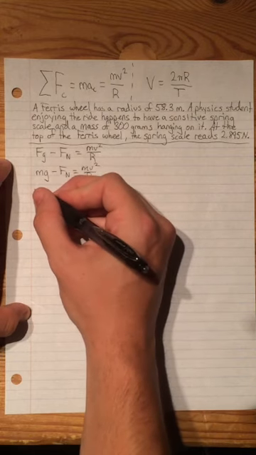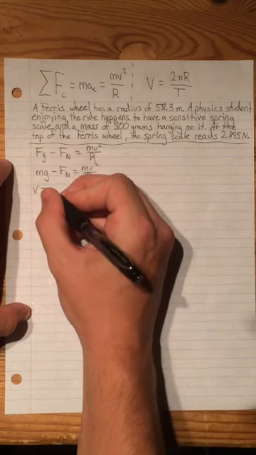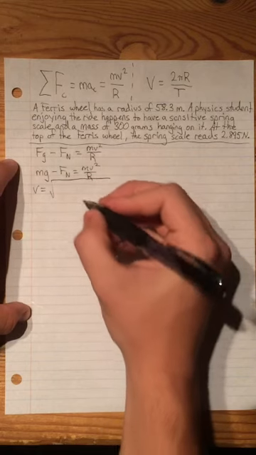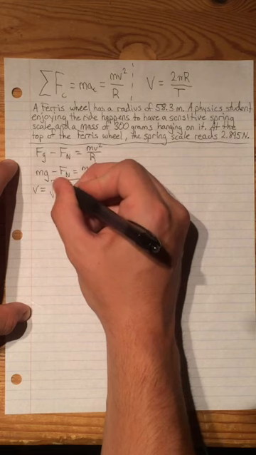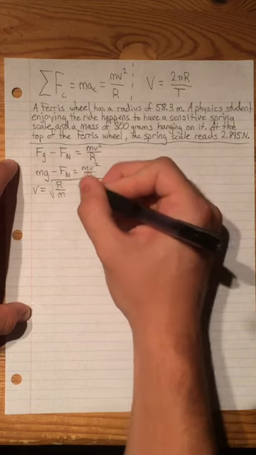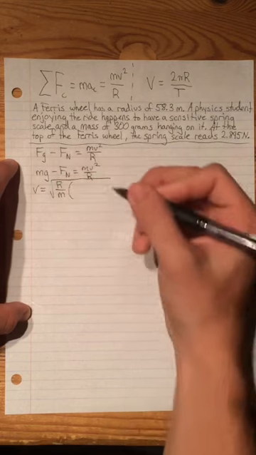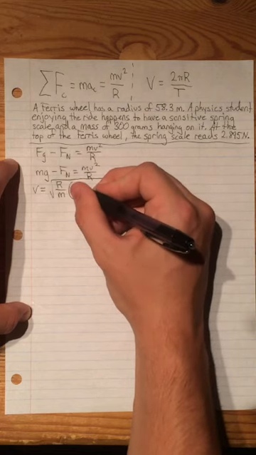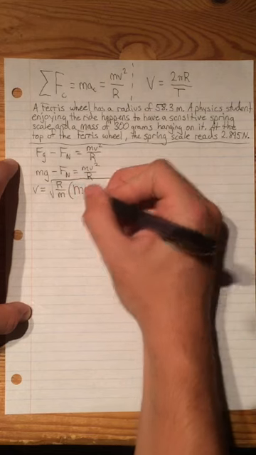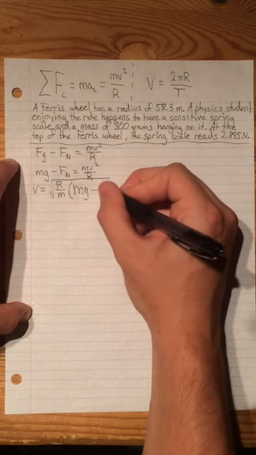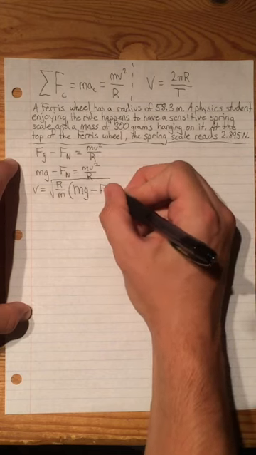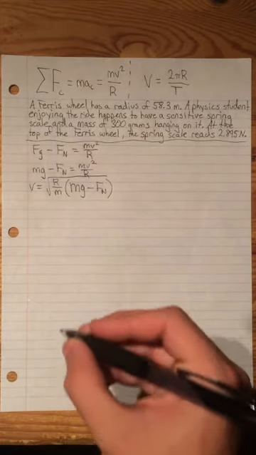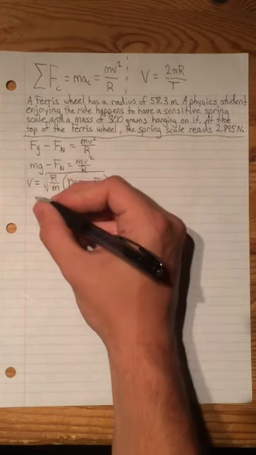And if you were to do all the algebra, then you would get v equals the square root of r over m times force of gravity, or in this case mg, minus Fn.